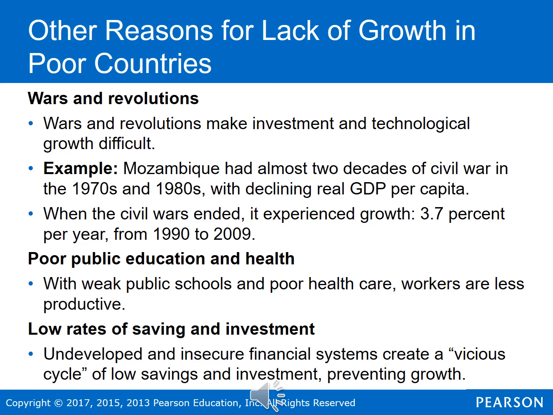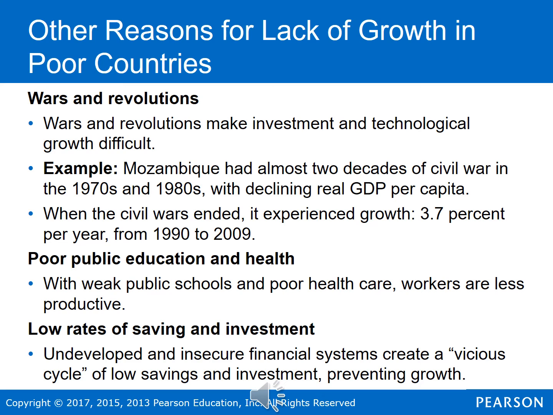Next is poor public education and poor public health. So workers are less productive when they have lower levels of education. They have less human capital. It makes it harder for them to have the expertise and the technical knowledge to come up with new methods of production or to adopt these new technologies. Because at a certain point, you need a certain level of background knowledge in order to be able to use more advanced technologies.